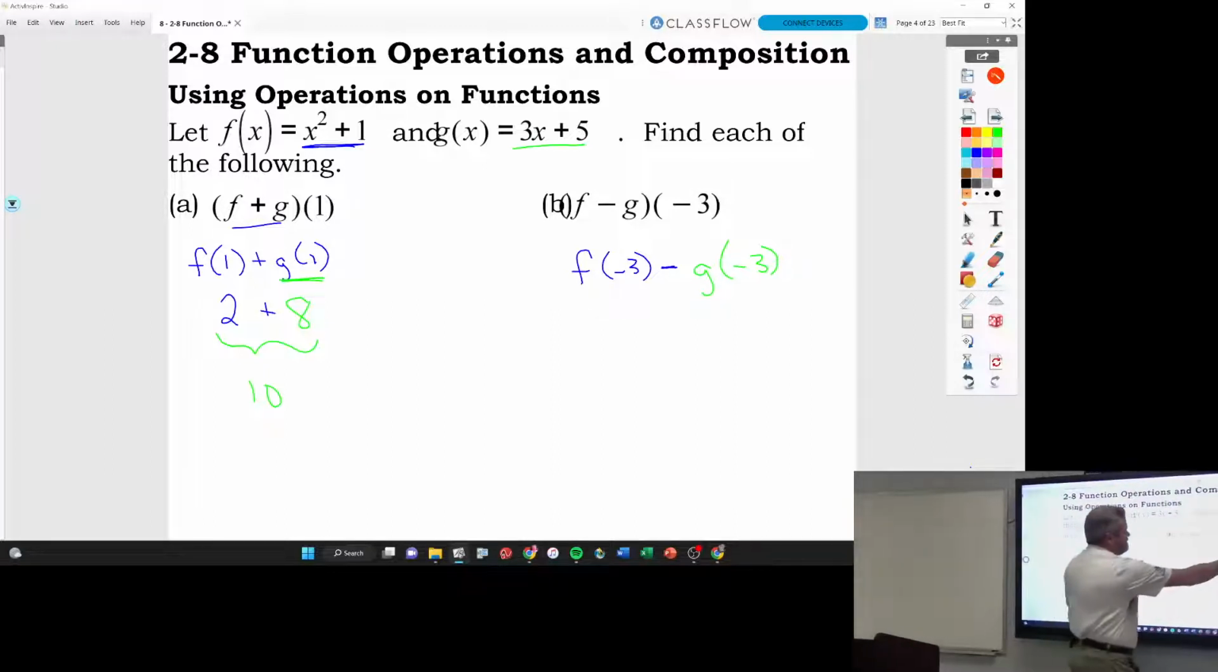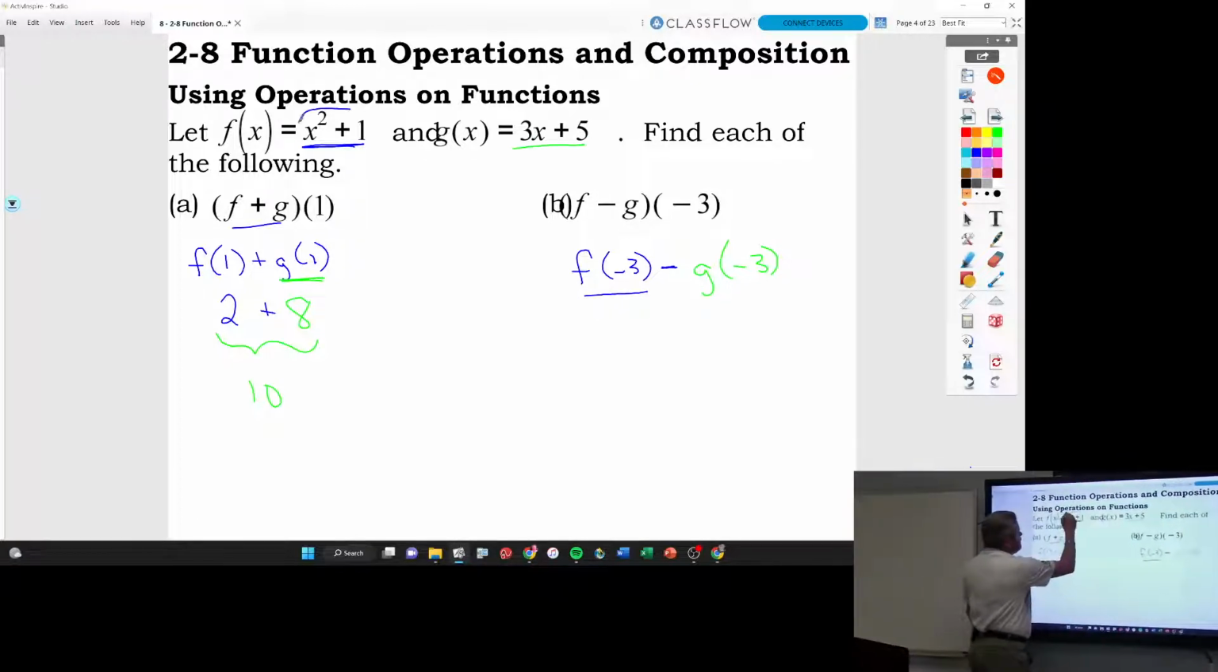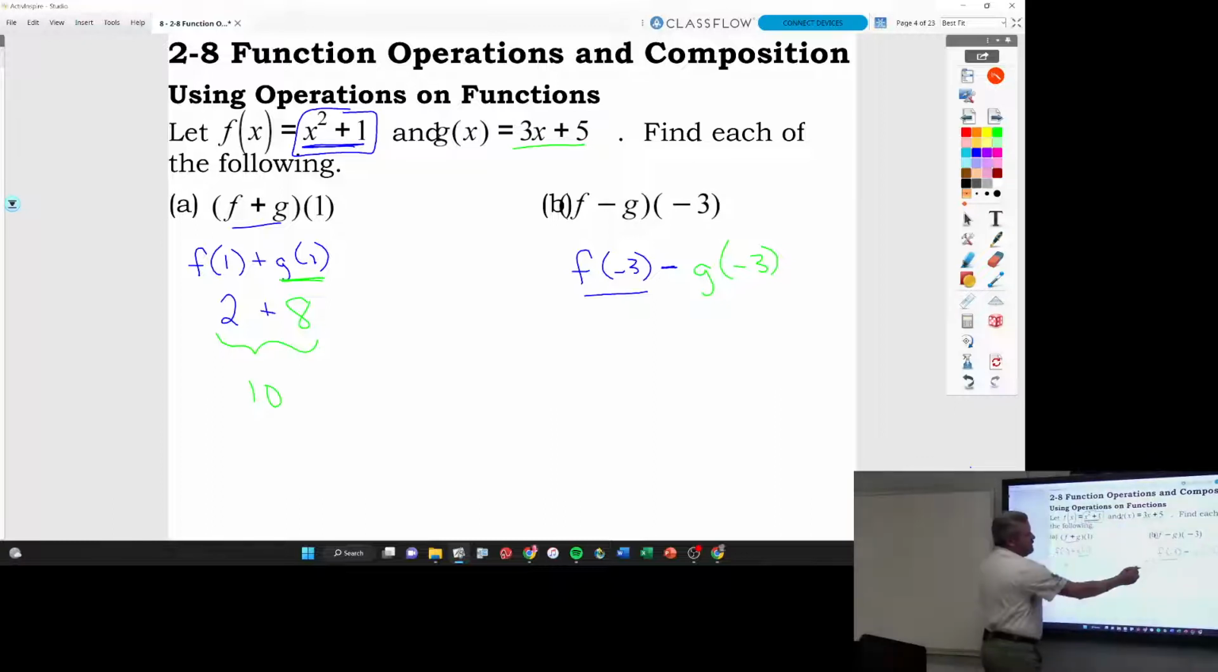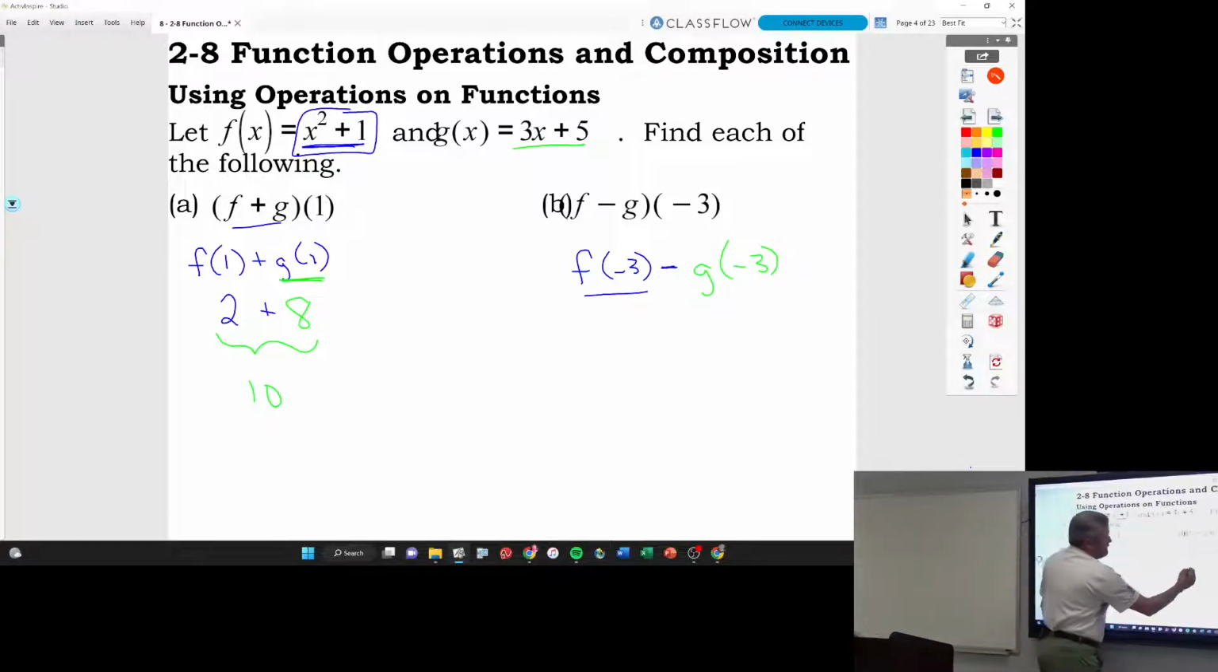Okay, so let's evaluate f of -3. Well, that means we're going to take this f function again, and we're going to plug in -3. -3 squared. Well, -3 times -3 is 9. 9 plus 1 is 10.